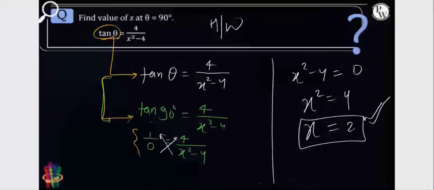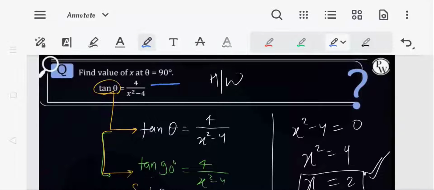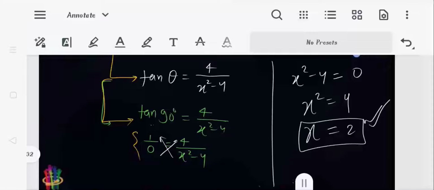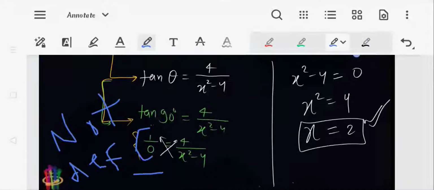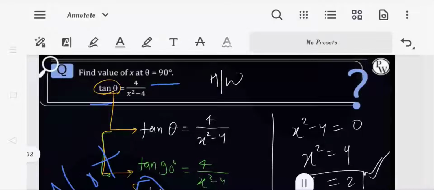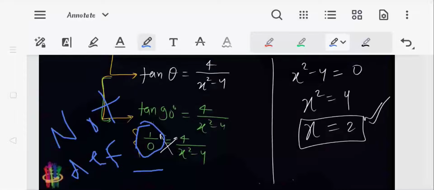Okay, now this is a very awesome question. We know that tan theta, when theta is 90 degrees, is not defined. That's why we take the value 1 by 0, which is infinite. And this is equal to what they have given here: 4 by x square minus 4. If you cross multiply, it's a very easy calculation, and at the end you will get x equals 2.